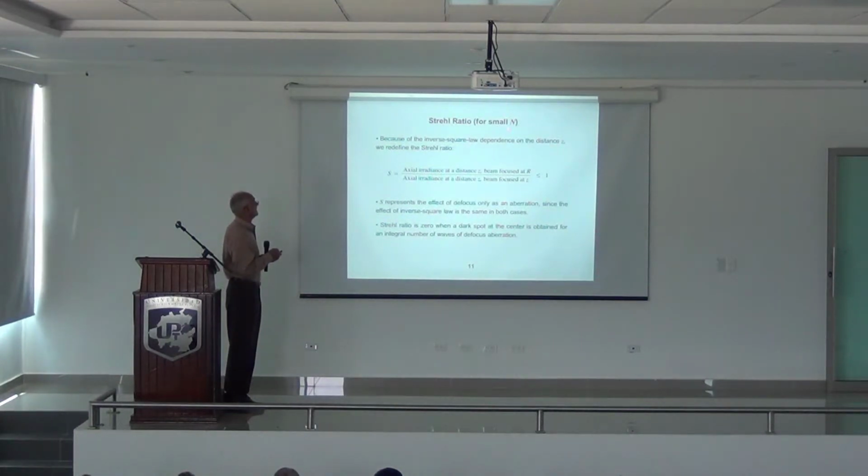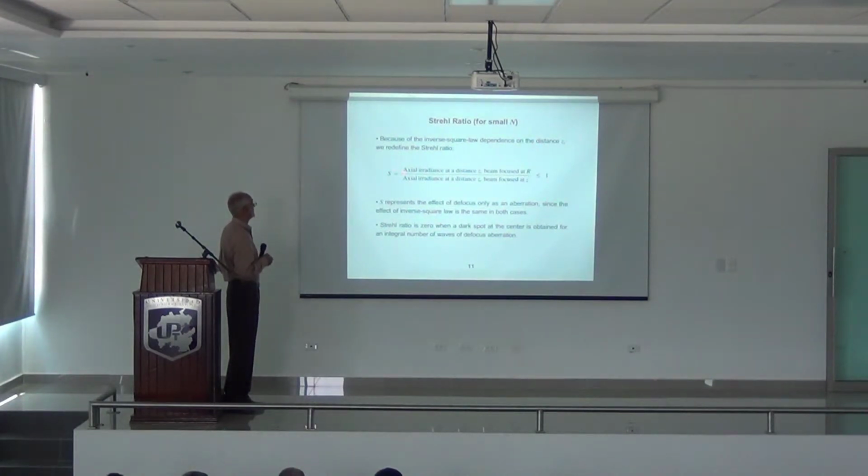Now, if N is small, we have to redefine Strehl ratio. Strehl ratio represents the effect of aberration on the central value. However, the central value depends on r as 1 over r square. So when it is z, it is 1 over z square. If z is less than r, r over z is greater than 1. And r over z when squared is even larger than 1. Therefore, it can have impact.